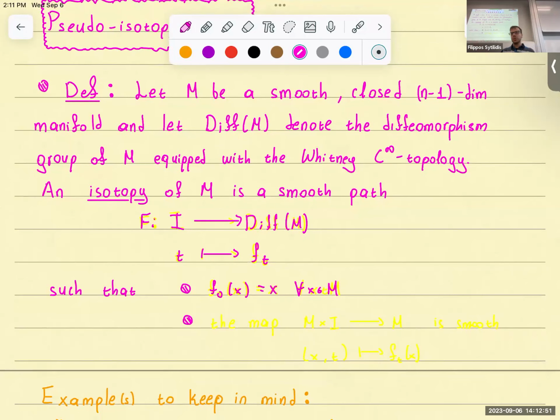And well, I said a smooth path, so I have to justify what that means. If you give me capital F, a path in the diffeomorphism group, that induces a map from the cylinder M cross I to M, a map that sends (x, t) to f sub t of x, the value of the t-th diffeomorphism at x, and I want this map to be smooth.